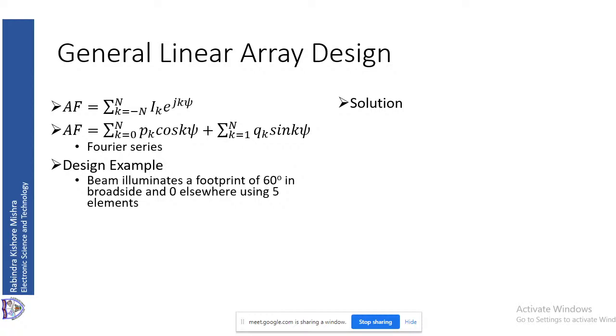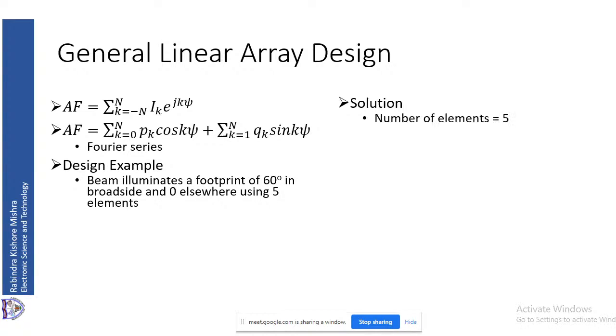Let us try to illuminate a sector of 60 degrees. So there is a beam which is illuminating a footprint of 60 degrees in broadside and 0 elsewhere. There are only 5 elements. So this is the given data to you. The number of elements is 5, beam width is 60 degrees, and beyond the beam width there is nothing, everything is 0. So I only have to generate a beam which has a beam width of 60 degrees, beyond that everything is 0. So that much I want to illuminate. I will use this general linear array design for that.